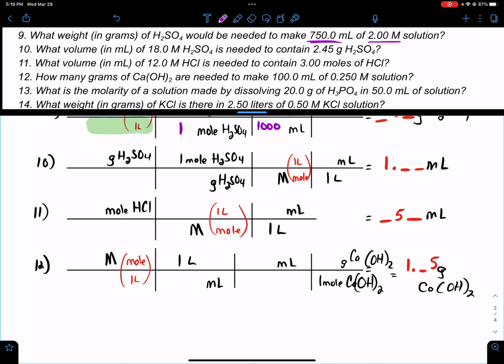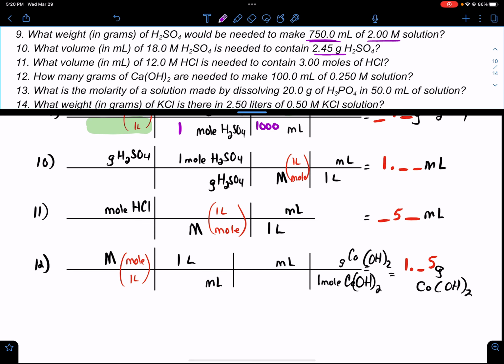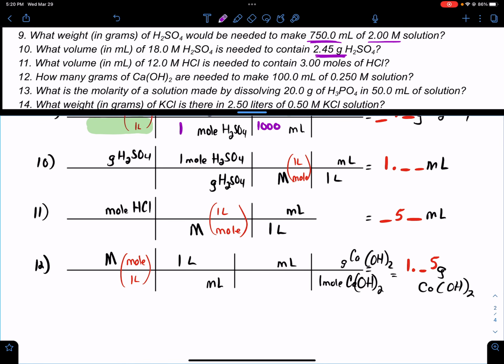It's kind of like going backwards. So if you're going backwards, instead of multiplying, you divide. Here, we're going to flip-flop our numerator and denominator for those molarities. We got number 10. If we're going to start with our mass, see how it's 2.45? Well, we'll put in 2.45 grams of sulfuric acid.